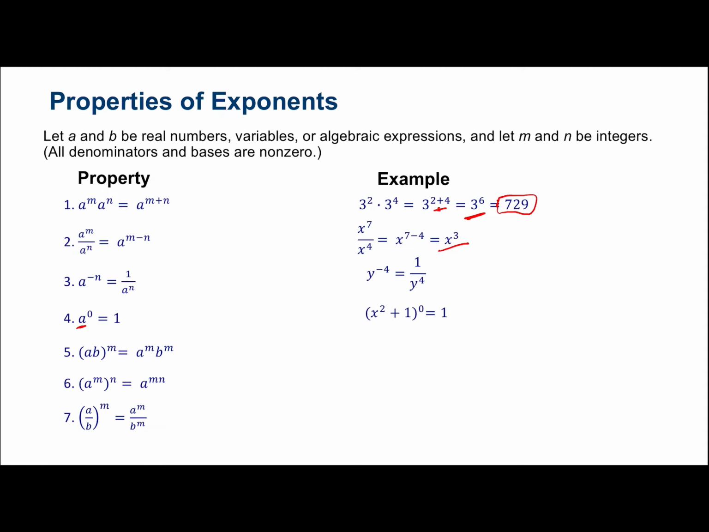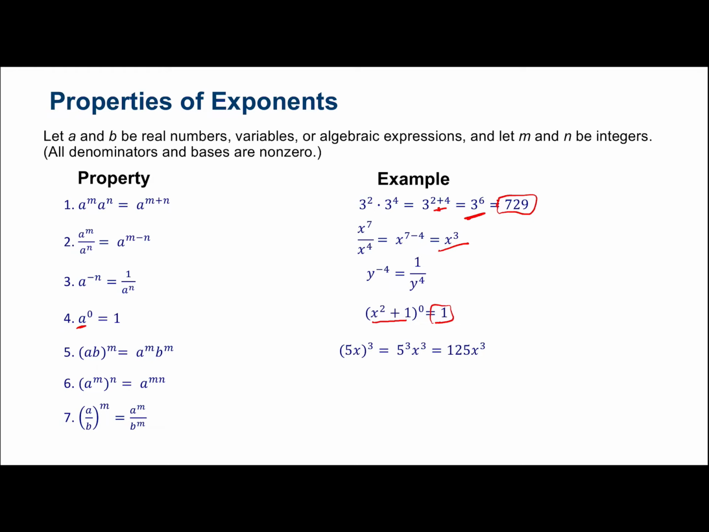Our fourth property, an easy one to remember: a to the 0 equals 1. It doesn't matter what a is, anything to the 0 power is 1. So for example, x squared plus 1 to the 0. So x squared plus 1, this is all in parentheses to the 0 power, so our answer is just 1.